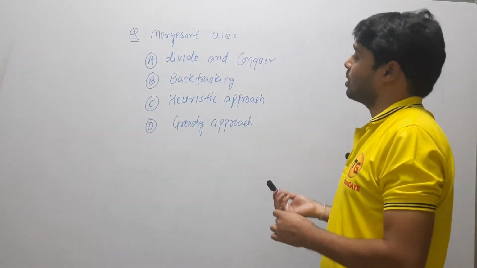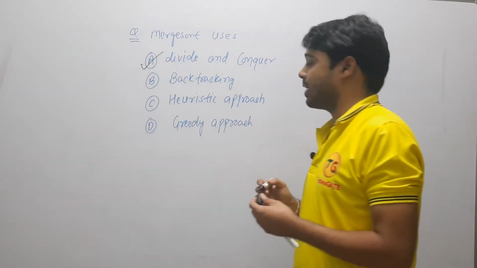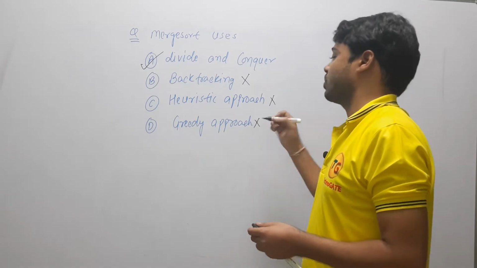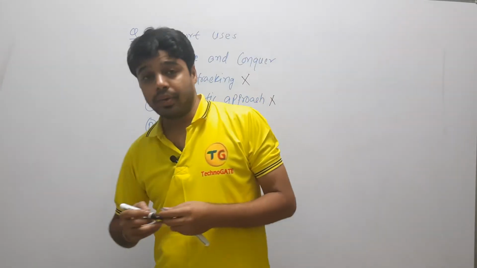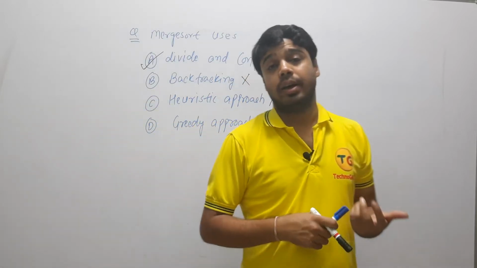So merge sort uses what? So merge sort is the application of divide and conquer. No need of backtracking here. No need of heuristic approach here. No greedy approach. So merge sort comes in the divide and conquer technique. Okay. So what are the applications of divide and conquer?